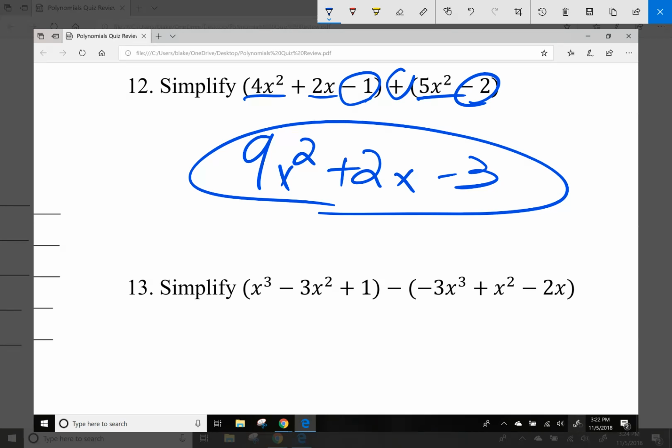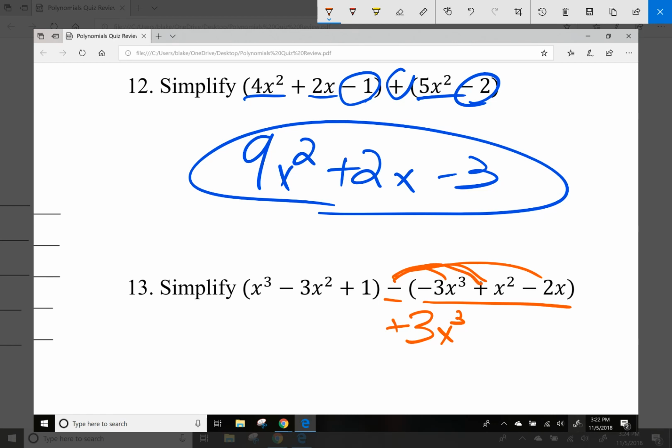Now number 13 is a little less straightforward. So here's what I do. Because we're subtracting everything in this parentheses here, what I do is I distribute that negative, or in a sense, I subtract at the very beginning so that all I have to do is combine like terms at the end. So if you're subtracting a -3x to the third, minus -3 just means a positive 3x to the third, right? Those two negatives make a plus. You can write plus if you want to, but it's a positive 3x to the third.